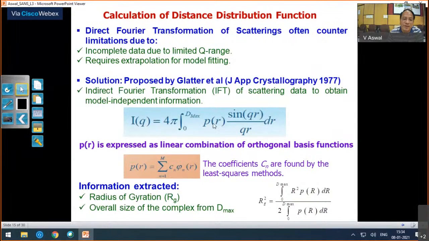So you place this value here, and then you already know your intensity, and then you do the least square methods. So it's not directly, but you are doing it in steps. That's why it's called indirect method. And then from there you can get the P of R. And once you get P of R, then you get the radius of gyration from this expression, and also overall size of the complex from the Dmax, as I already said. So this is how indirect Fourier transform is done to calculate P of R, and which can give you the shape and the effective size like Rg of the particles. But you don't get the detailed information about the structure in the system.